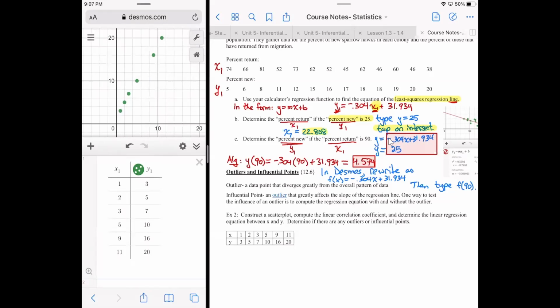Right? So the question here is saying construct a scatter plot and compute the linear correlation coefficient, determine the linear regression equation between x and y, and then determine if there's any outliers or influential points. And we'll talk more about the outliers and influential points in a sec. But the first part where it says construct a scatter plot.